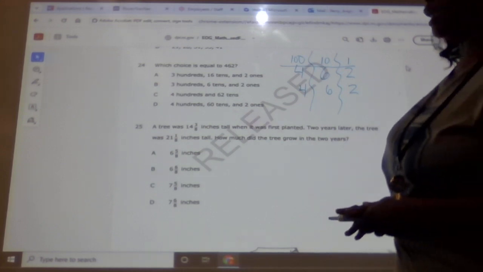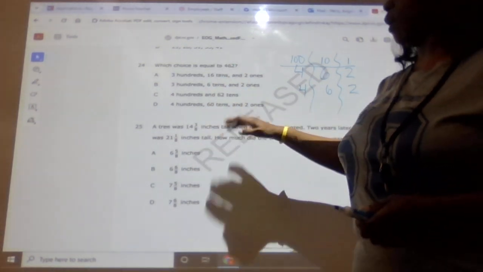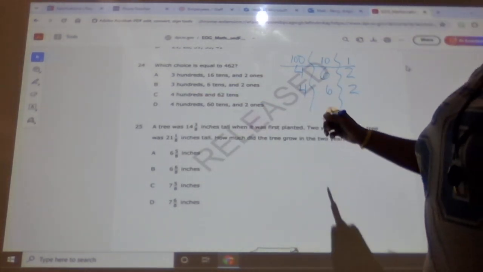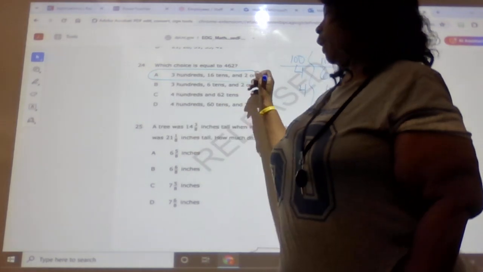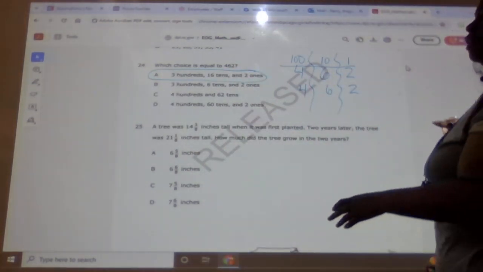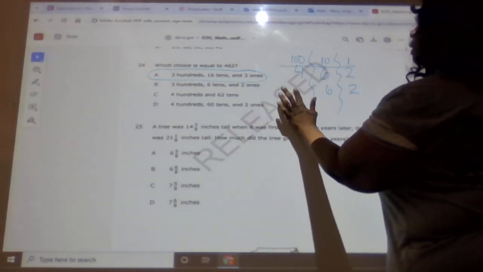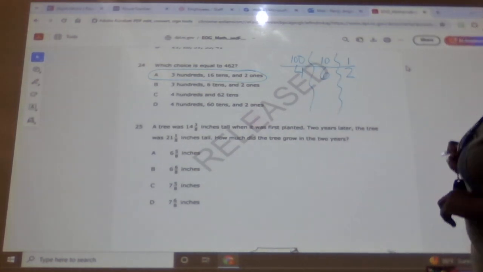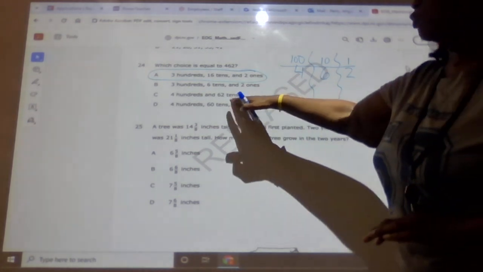You can't just look. I tell them, don't just look and write something because you see 462. That would not be correct. Okay? So our answer is A. And for instance, let me show you why C is not. Because we have some students that just work so quick. I want you to really focus, do your place value chart, put that work in.